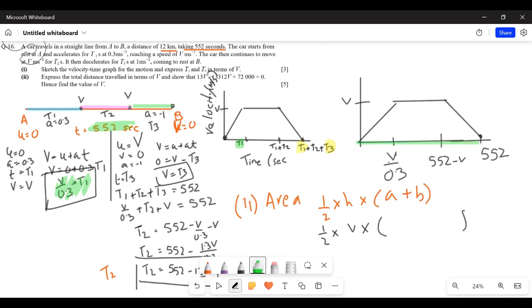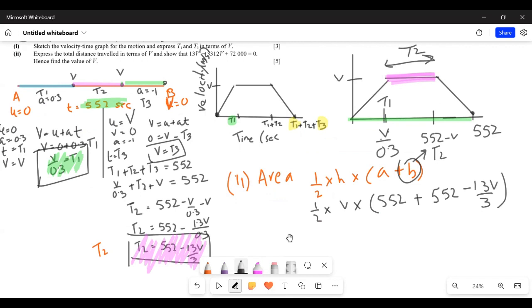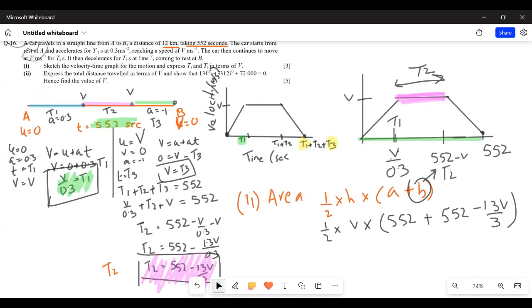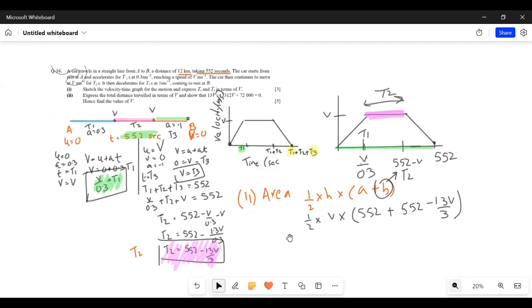So the lower parallel side is just 552 plus the upper parallel side is this length, which is T2. If you remember, this was T1 and this time was T2. So let's just write T2. If we already have that in terms of V, it's right here. So the other parallel side is time 2, which is 552 over minus 13V over 3. And we have to equate it to the distance. How do we find the total distance? Actually, it says it's equal to 12 kilometers. So equate it to 12 kilometers. The total distance is 12 kilometers.